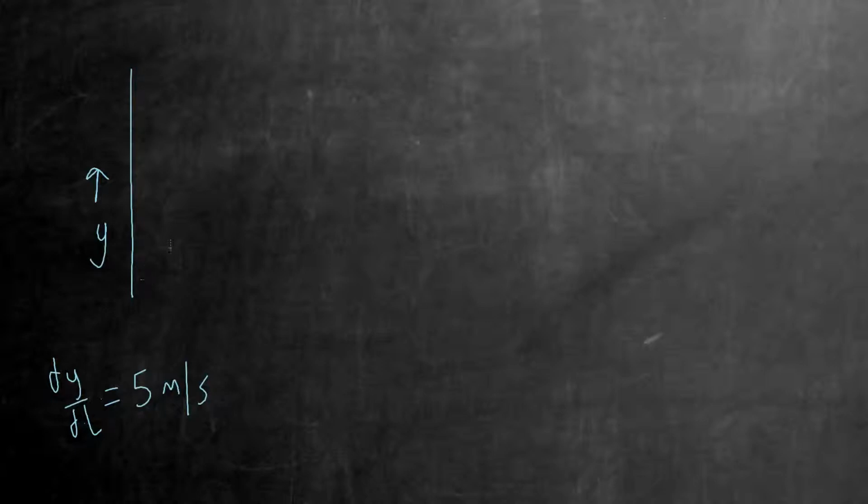An observer is standing on the ground 300 meters away. And again, we're going to call this x. We don't want to substitute numbers too early.